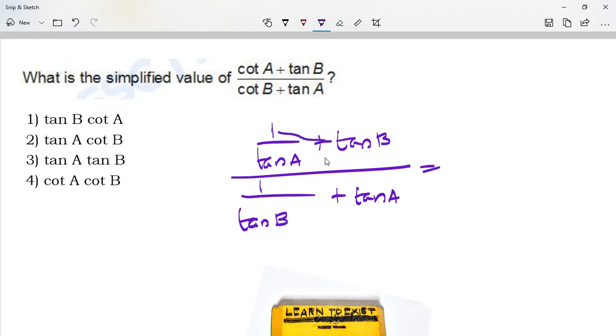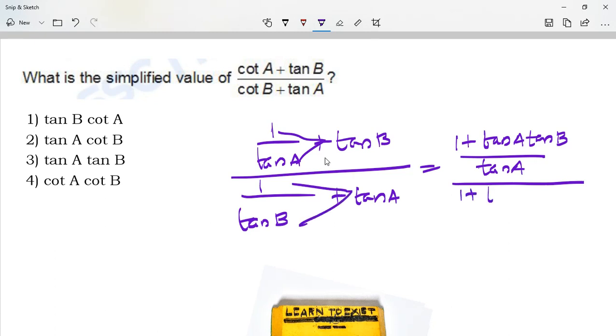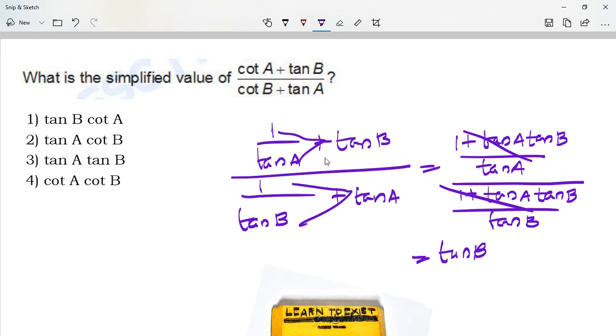This would be 1 plus tan A tan B, 1 plus tan A tan B divided by tan A. And the denominator also 1 plus tan A tan B divided by tan B. So we have two terms equal, and this answer would be tan B divided by tan A. Tan B divided by tan A, which means tan B into 1 by tan A. So tan B into cot A. So the answer would be this one. Okay.